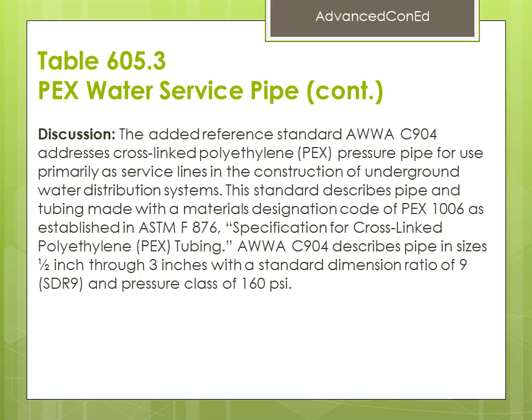Table 605.3 PEX water service pipe, continued. Discussion. The added reference standard AWWA C904 addresses cross-linked polyethylene pressure pipe for use primarily as service lines in the construction of underground water distribution systems. This standard describes pipe and tubing made with a material designation code of PEX 1006 as established in ASTM F876, Specification for Cross-Linked Polyethylene PEX Tubing. AWWA C904 describes pipe in sizes 1/2 inch through 3 inches with a standard dimension ratio of 9, SDR9, and pressure class of 160 psi.